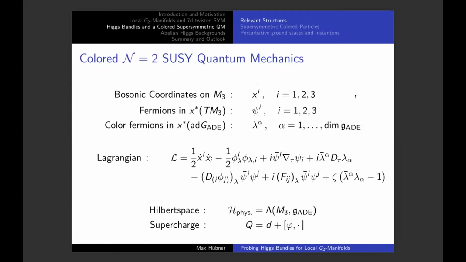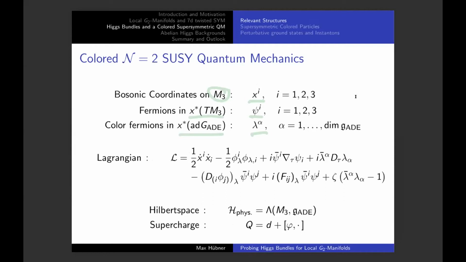This quantum mechanics is a sigma model into M3, and the dynamical fields are the coordinates x^i, i = 1, 2, 3, and their superpartners psi^i, which are sections of the pullback tangent bundle. And then additionally, we have color fermions, lambda^alpha, which are valued in the pullback of the gauge bundle.